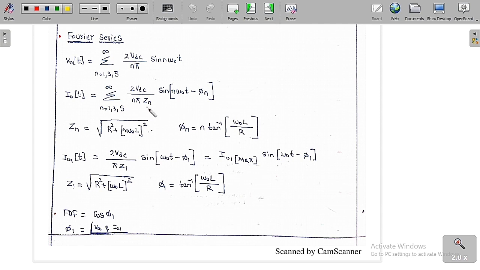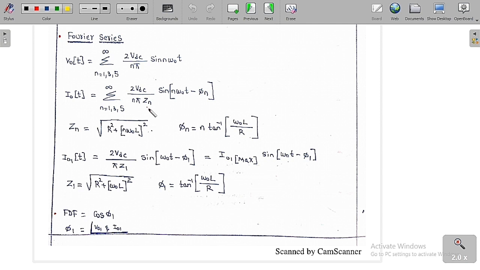So i naught of t is equal to sigma n equal to 1, 3, 5 up to infinity, 2 VDC by n pi Zn sine of n omega naught t minus phi n, whereas Zn is equal to under root of r square plus n omega naught L whole square, whereas phi n is equal to n into tan inverse of omega naught L by r.